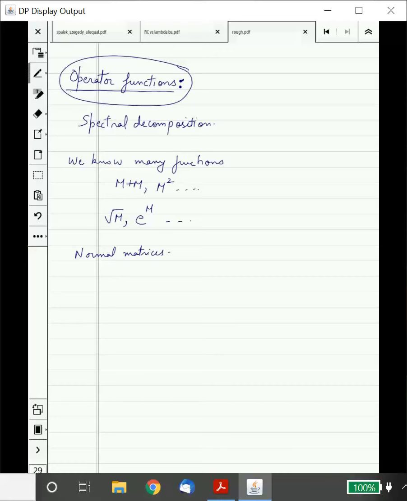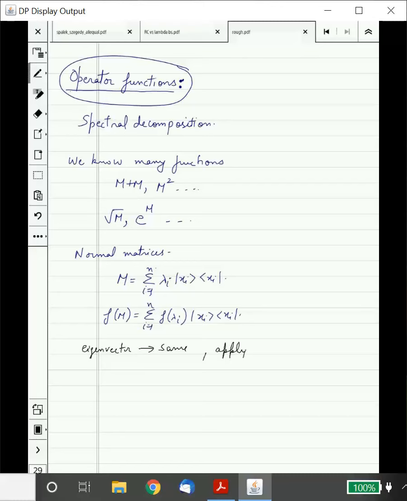If a normal operator is written like this, it has a spectral decomposition. We will define f of M, a function on M, just by taking the function of its eigenvalues. The eigenvectors remain the same. Remember, eigenvectors remain the same and apply the function on eigenvalues. This is how we are defining f of M.